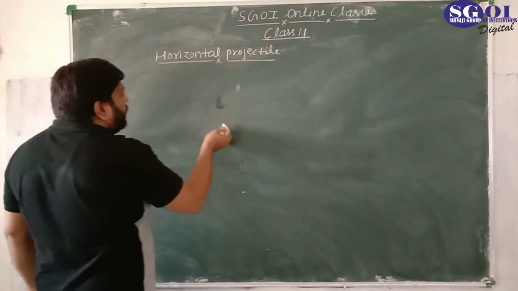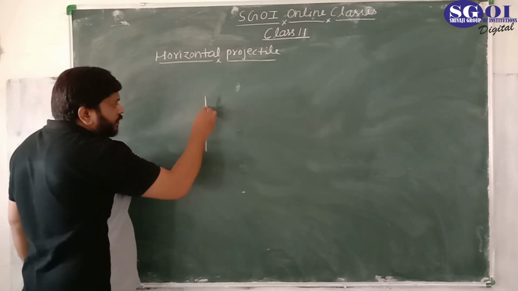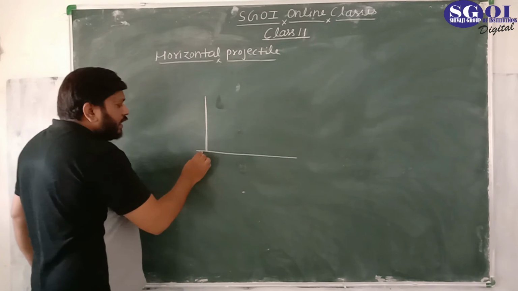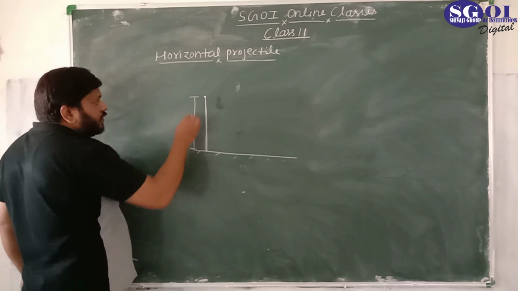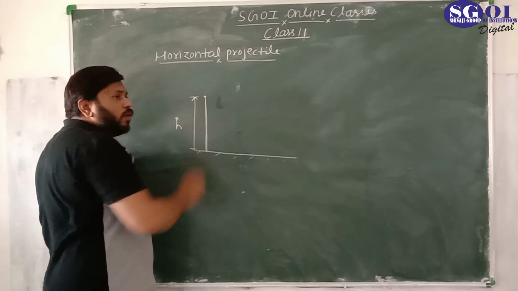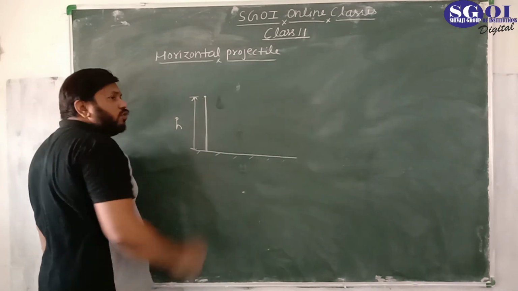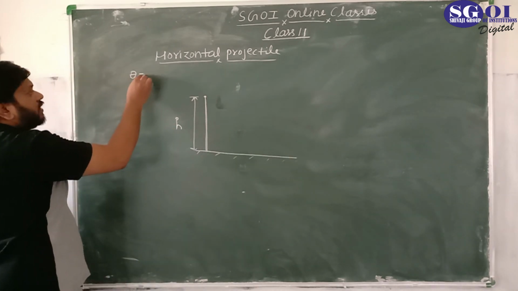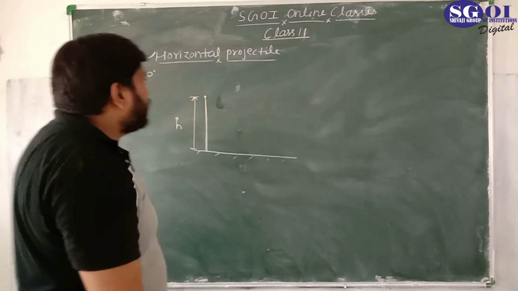What is horizontal projectile? In this particular projectile motion, let's say this is a tower. You could consider this a tower or wall, anything, and this is the ground. From the top of the tower, which is at height h, an object is thrown, or projected, with a projection angle theta 0. That's why it is called horizontal projectile.